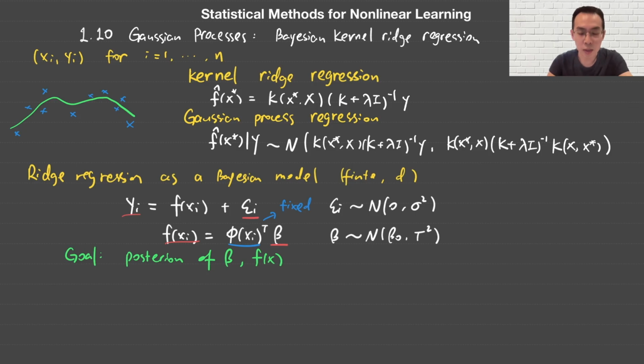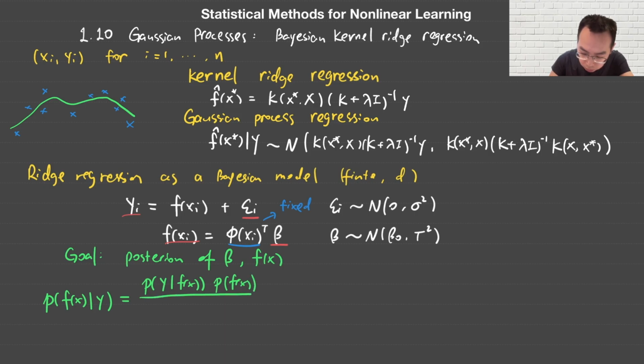Now let's write down the Bayes rule first. We have the probability of f of x given y equals the probability of y given f of x, times the prior distribution of f of x, over the probability of y. That's the Bayes rule.